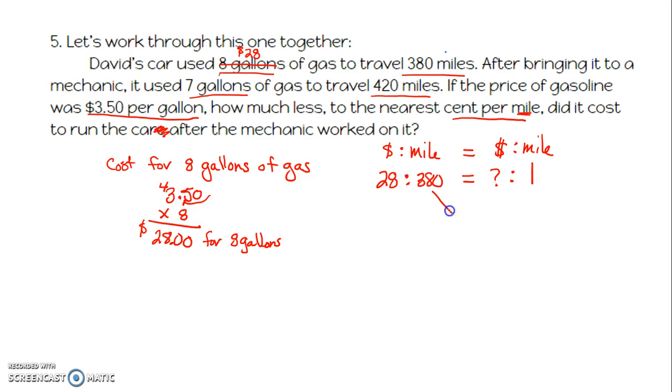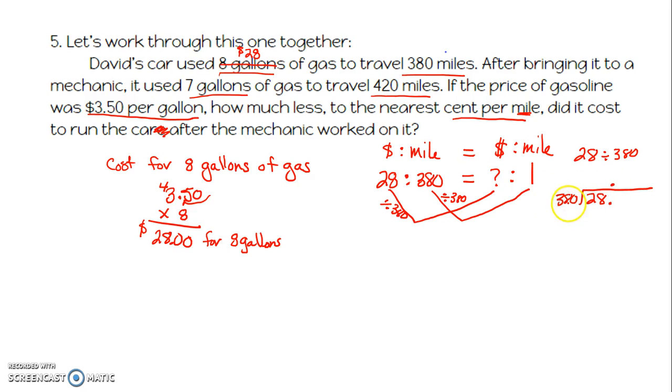But what we do see, I got to get from 380 down to 1. Oh goodness, I got to divide this by 380. Which means I got to take 28 and divide by 380. Wow. 28 divided by 380. It's going to be a teeny tiny number. So we're going to take 380 into 28. Make sure you put your decimal point after the 28. Drag that decimal point up.